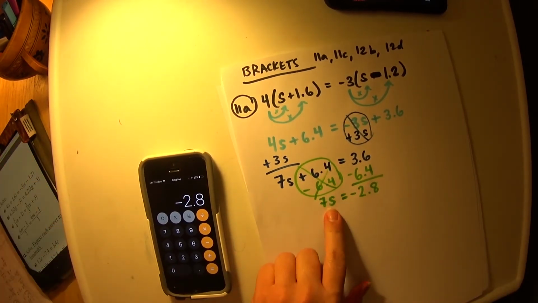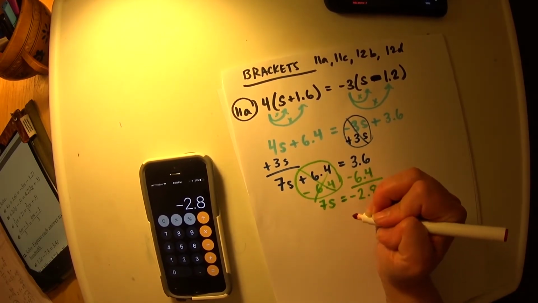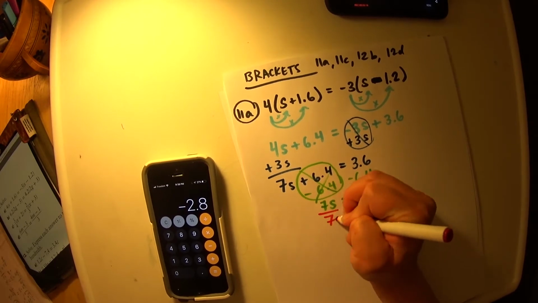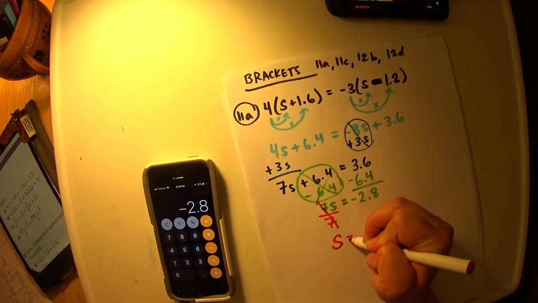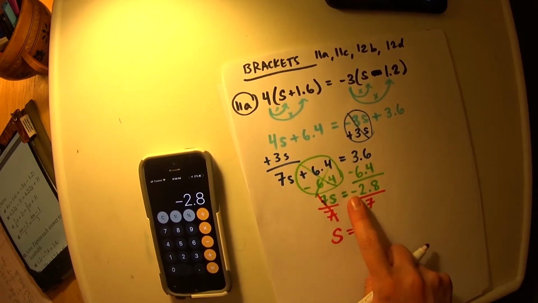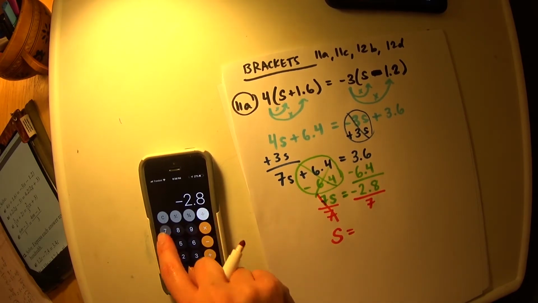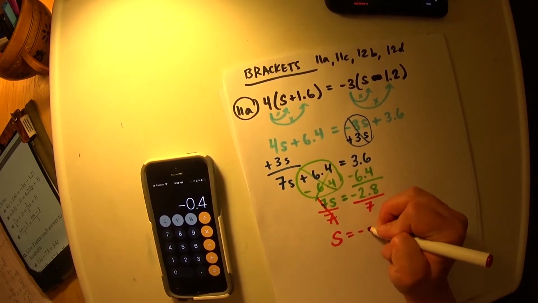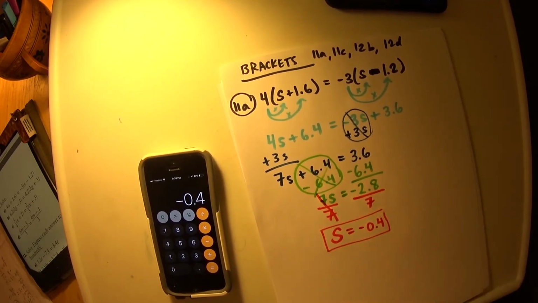Last step to get my s alone is to cancel out that numerical coefficient. Opposite of multiplying by 7 would be to divide by 7. 7 divided by 7 leaves me with just 1s. That's what I want. But I got to do the same thing to the other side. So final step, I'm going to do negative 2.8 divided by 7. Negative 0.4. Box it up. Final answer.